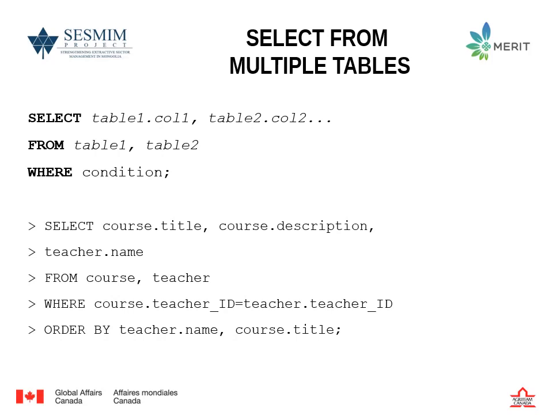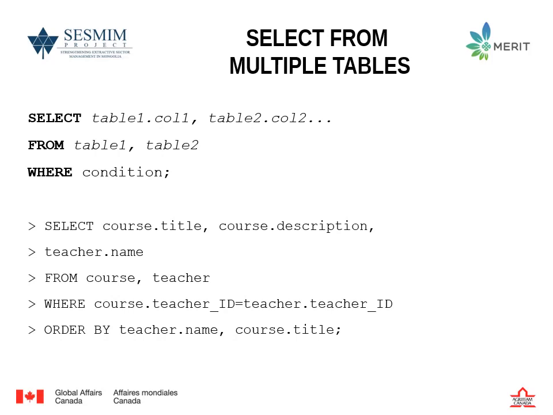So the example here is select course.title, course.description, and teacher.name. So that means select the title field, the description field from course, and the name field from teacher. And selecting those from the 2 tables, course and teacher, where course.teacherID equals teacher.teacherID. So both of those 2 tables, course and teacher, have a teacher ID column. So where one equals the other, then make a selection of the title and the description and the teacher name.